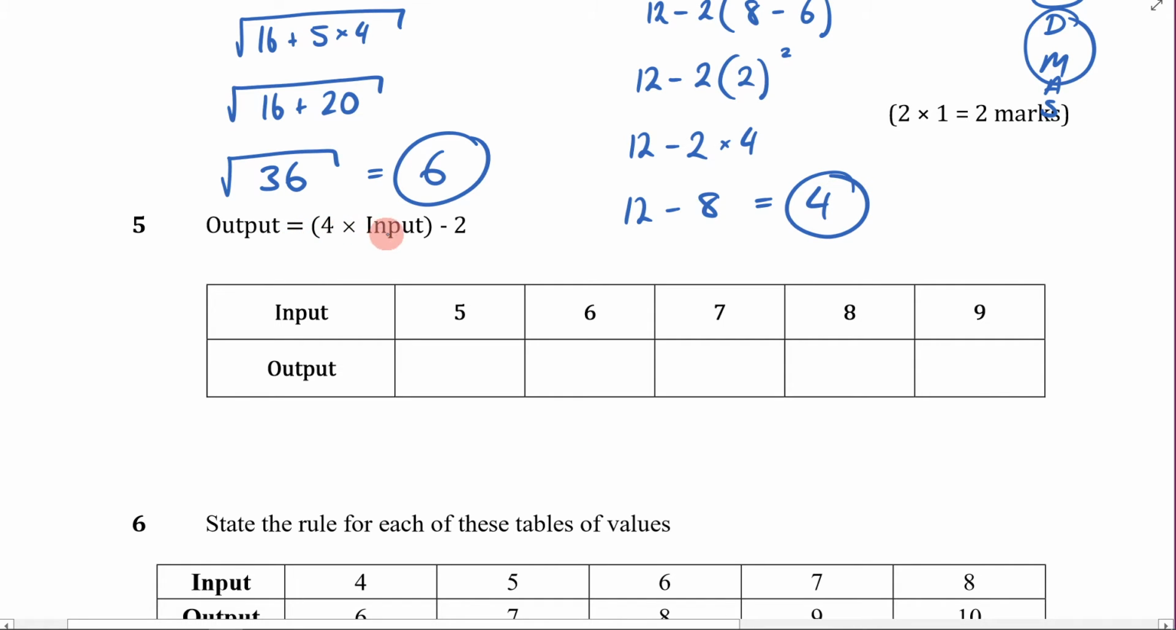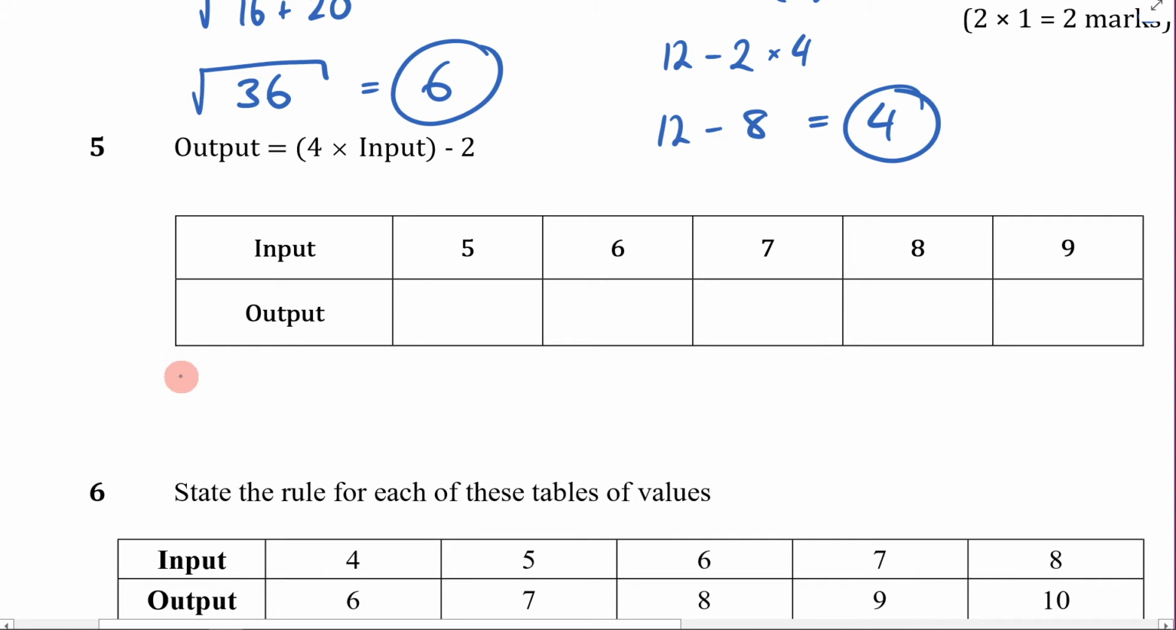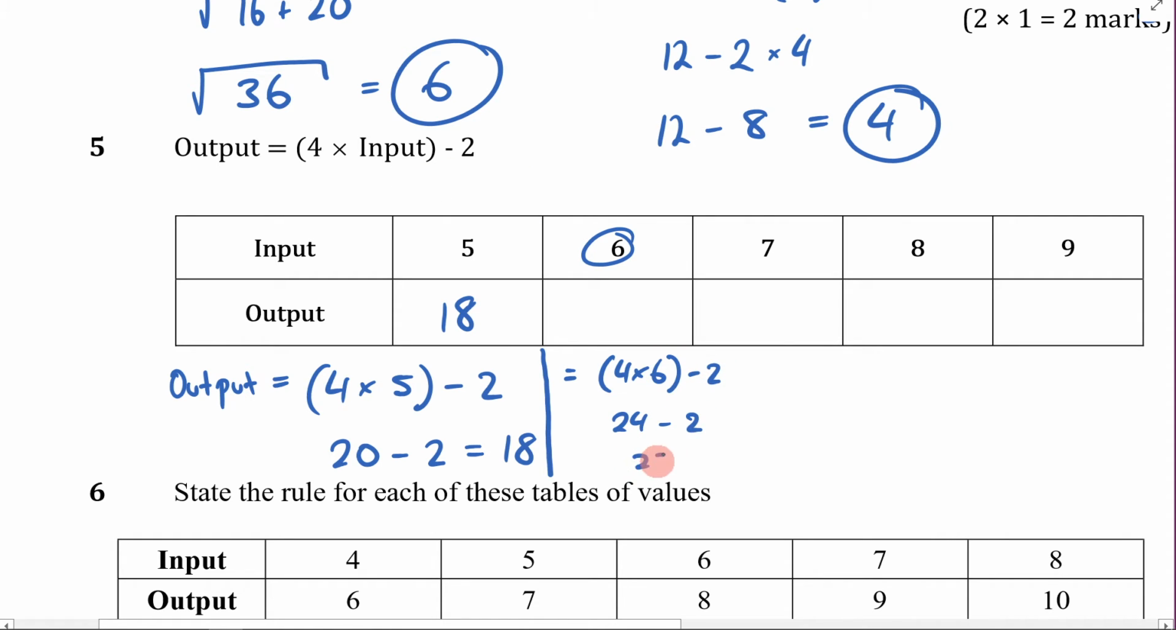Output is equal to 4 times the input minus 2. Okay, so remember what you're doing here is to find your output. You're just doing substitution. So you're taking this 5 and you're putting it into the input spot. So it's going to become 4 times 5 minus 2. 4 5s are 20, minus 2 is 18. And that becomes your output. That's all you're doing. So for the next one here, I'm going 4 times 6, because now I'm putting 6 into my input. 4 6s are 24, minus 2 is 22. 22 goes there. And then you just keep on going.